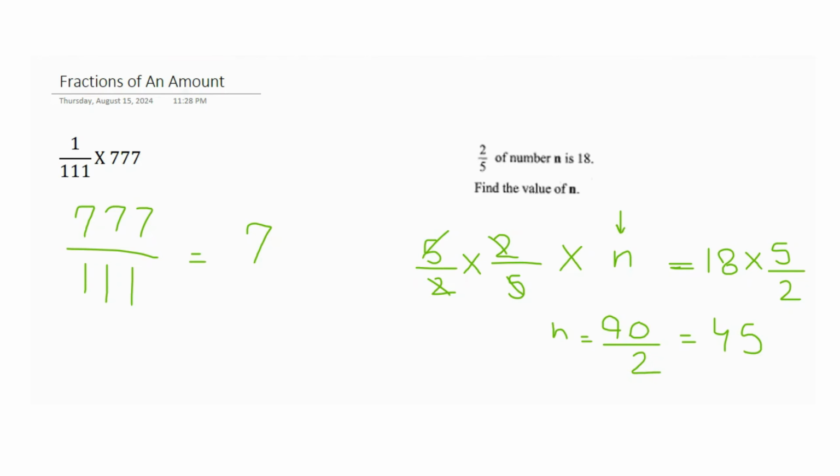If you want to verify, you can also do that by putting in the values. You can see 2 out of 5 times the n value we just found, which is 45, and the result should be equal to 18. Now, when you multiply 2 with 45, it's going to be 90. 90 divided by 5 turns out to be 18. So both sides are equal, and it is justified that 45 is the value.